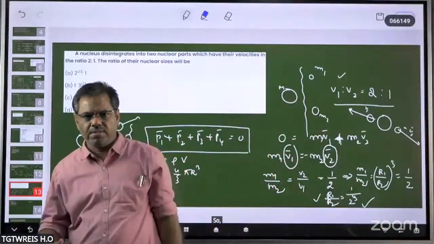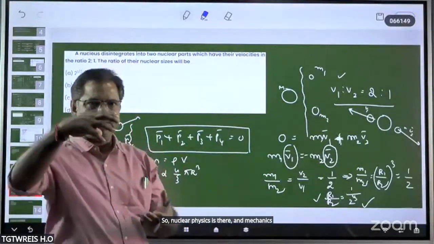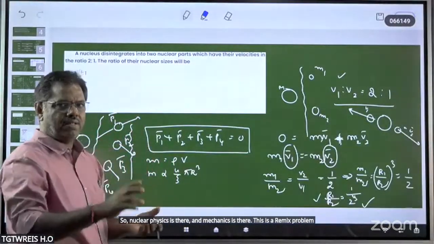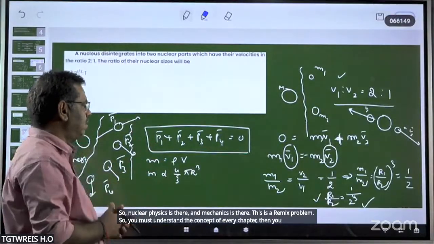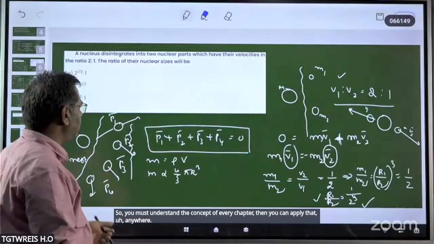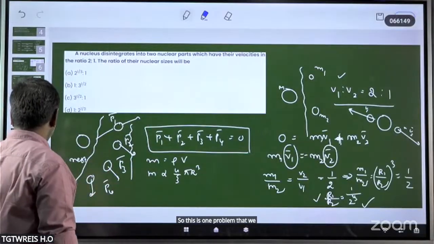So nuclear physics is there and mechanics is there. This is a remix problem. So you must understand the concept of every chapter, then you can apply that anywhere. So this is the one problem that we discussed here.